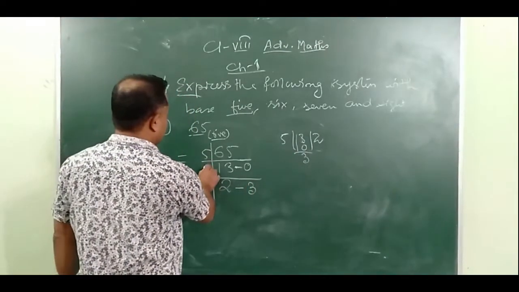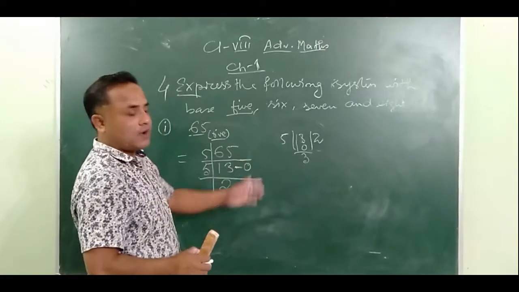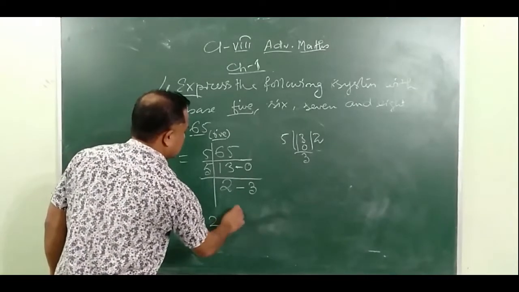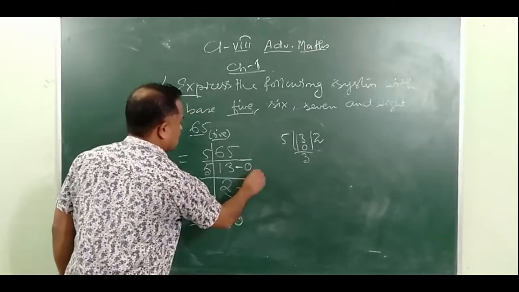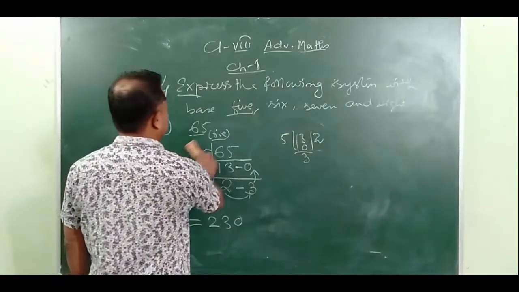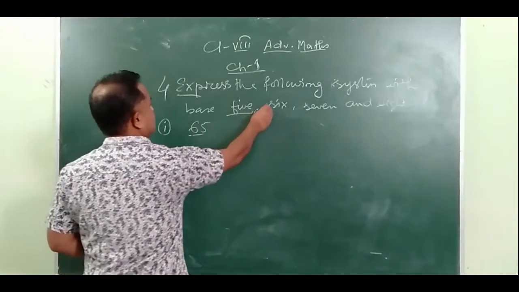Again, in this way I will go on. Further you cannot divide. So the answer will be 2 3 0. You go from here. 2 3 0. Again, this is by base 5, and now we will see for base 6.